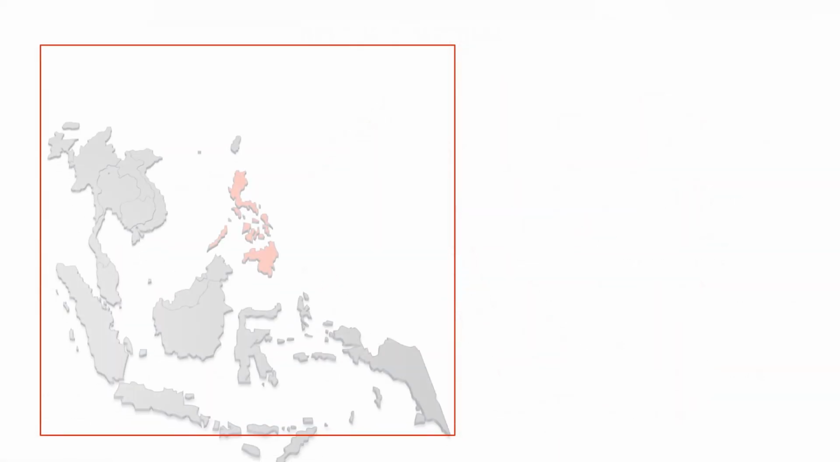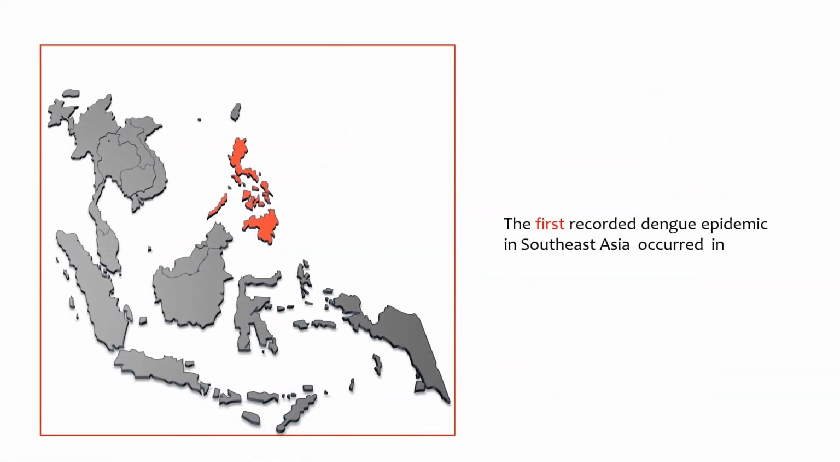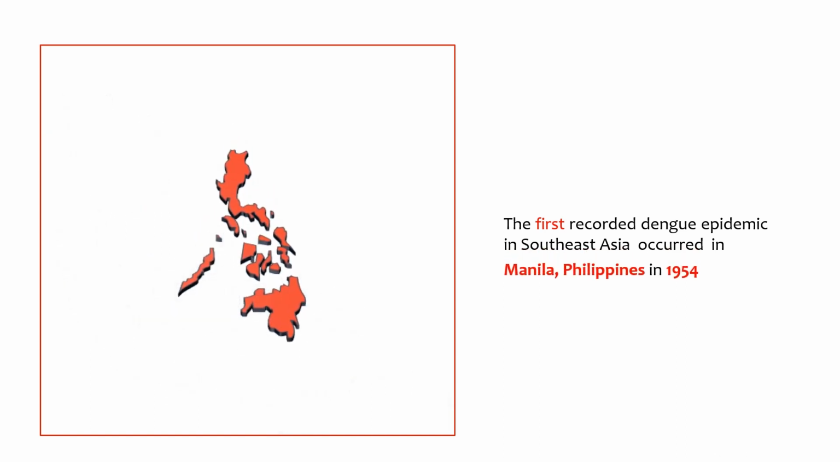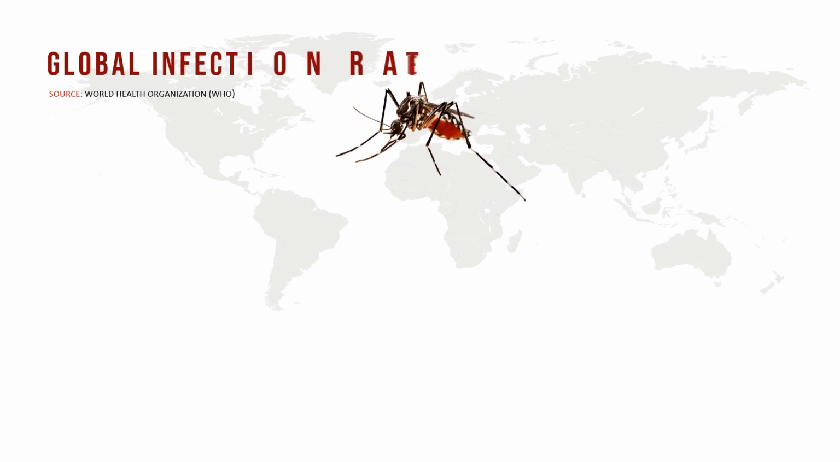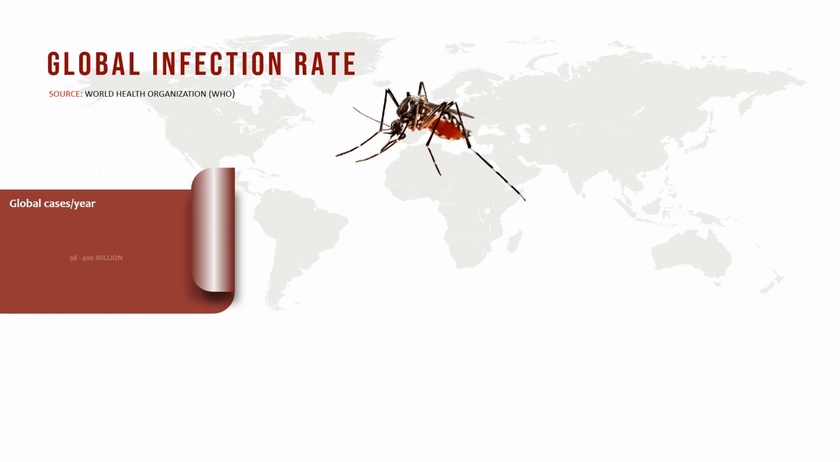A little trivia: the first recorded dengue epidemic in Southeast Asia occurred in Manila, Philippines in 1954. Now, here is the global infection rate for the dengue virus. As of the 2022 data from the World Health Organization, these are the following statistics of dengue worldwide. As of 2022, there are about 98 million to 400 million recorded cases of dengue worldwide.